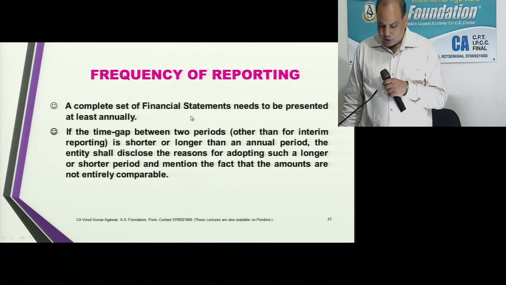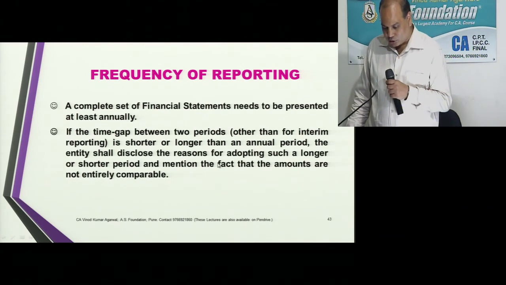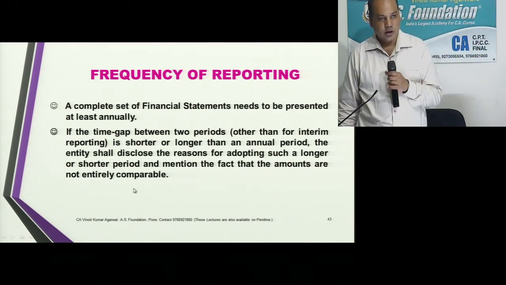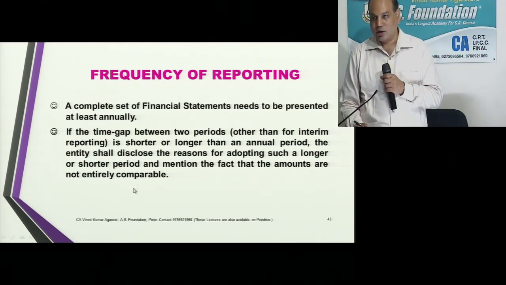So a complete set of financial statements needs to be prepared at least annually. At least annually. But listed companies are required to prepare quarterly. If the time gap between 2 periods, other than for interim reporting, is shorter or longer than the annual period, the entity shall disclose the reason for adopting such a longer or a shorter period and mention the fact that the amounts are not entirely comparable. Is it possible to have more than or less than 12 months?